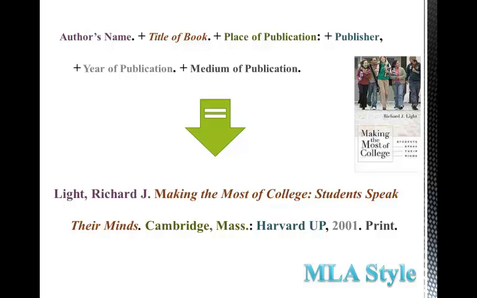The format of the structure used by MLA style for a book in the works cited list is author's name plus title of book plus place of publication plus publisher plus year of publication plus medium of publication. Apply that formula to the book Making the Most of College, and you produce the reference that is shown.